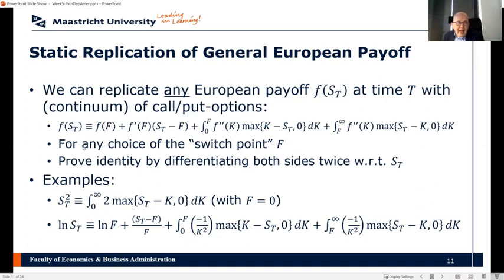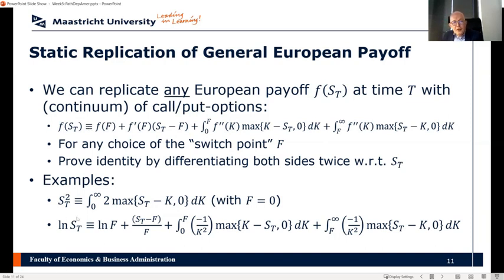And that is basically applying this big formula over here, by setting capital F equal to 0. If I set capital F equal to 0, then all the put options disappear. And I know that S squared evaluated at the point 0 is equal to 0, and the derivative of S squared is 2 times S, and evaluated at S equal to 0 is also equal to 0. So also these first 2 terms disappear.